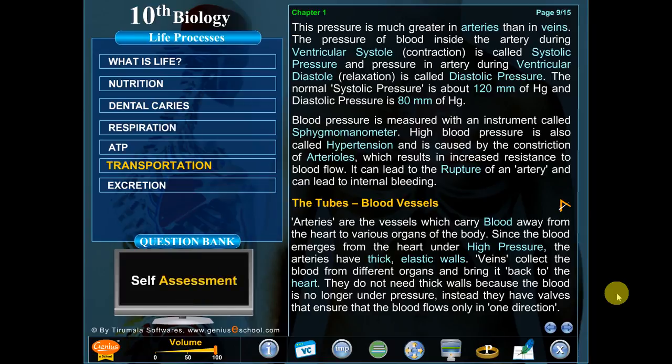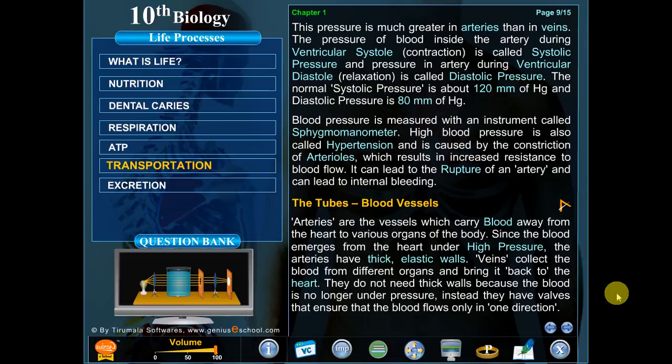High blood pressure is also called hypertension and is caused by the constriction of arterioles, which results in increased resistance to blood flow. It can lead to the rupture of an artery and can lead to internal bleeding.